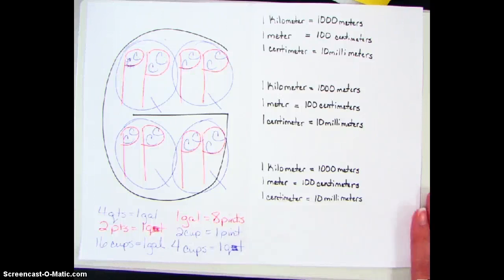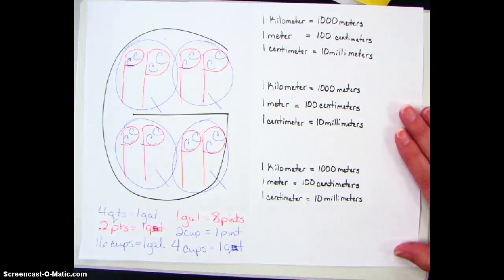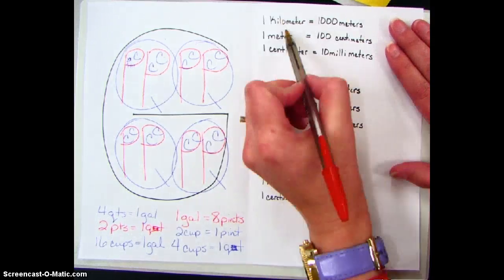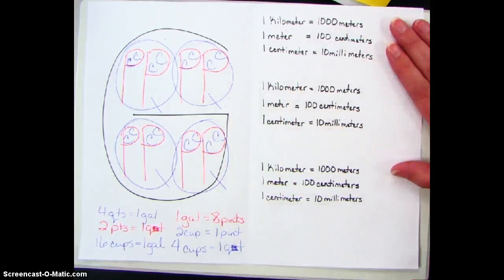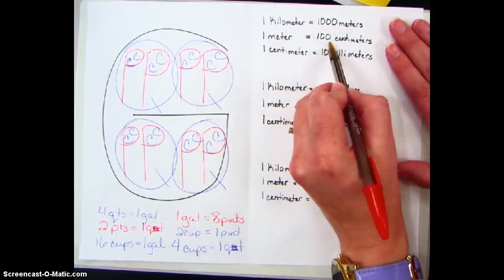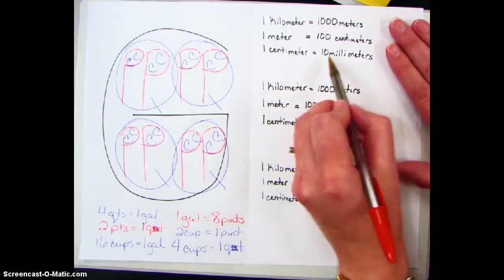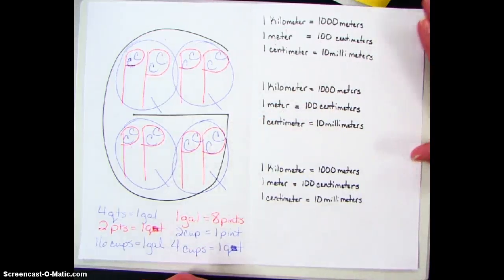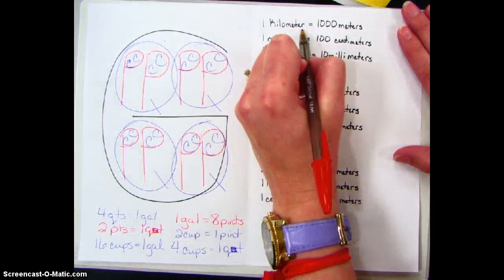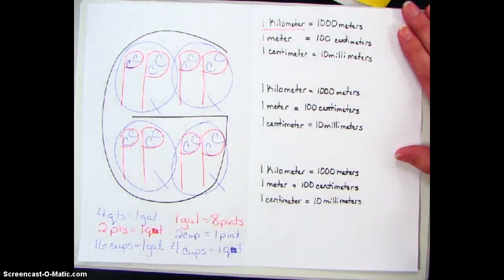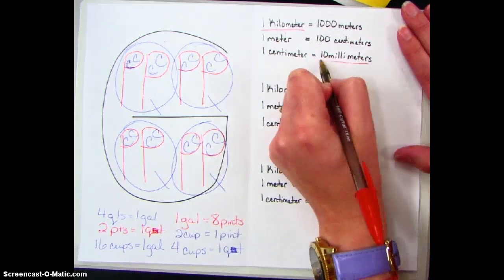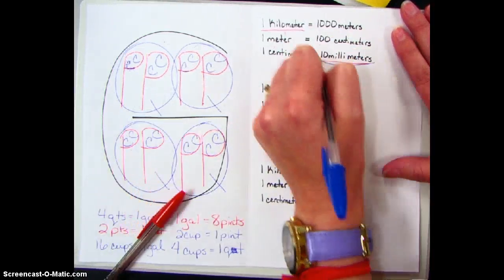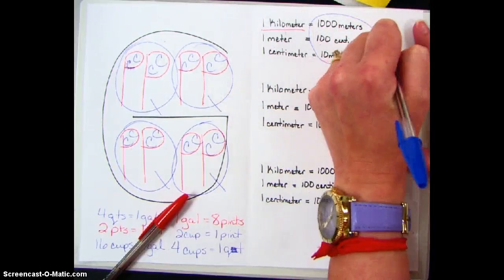Let's go ahead and move on to the right side over here. We're going to talk about the metric measurement system a little bit here. We've got 1 kilometer is equal to 1,000 meters, 1 meter is equal to 100 centimeters, and 1 centimeter is equal to 10 millimeters. One thing that you can do to figure out how many millimeters 1 kilometer is equal to is take this situation right here and multiply all these together.